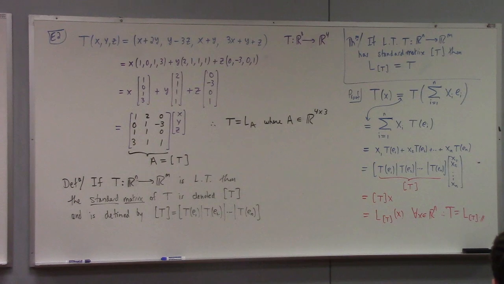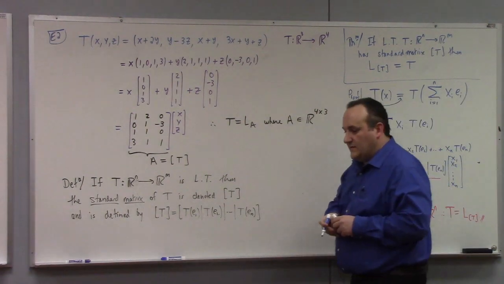So here's one. Example 3. How about this? F, a mapping from, let's say, R2 to R2, something like f of (x, y) equals x squared plus 4xy plus 3y squared. Why is this not a linear transformation on R2?